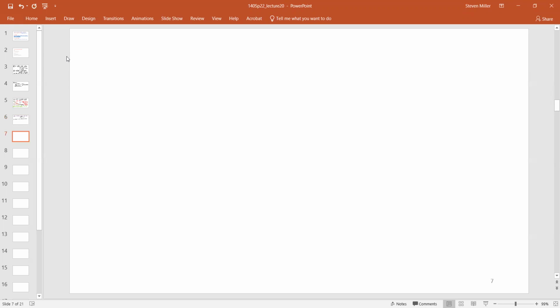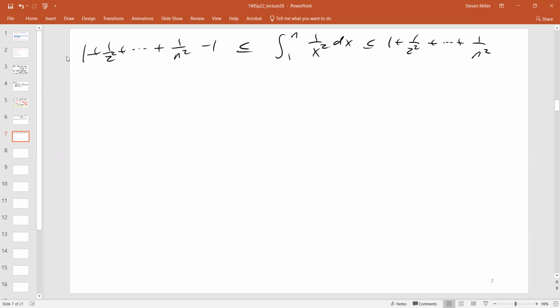Let's do another problem. Let's do 1 plus 1 over 2 squared plus all the way up to 1 over n minus 1 squared, which is less than or equal to the integral from 1 to n of 1 over x squared dx, which is thus less than or equal to 1 plus 1 over 2 squared plus ... plus 1 over n squared. So is everybody comfortable that we still have a sequence that's non-increasing? This is in fact a sequence that's decreasing, and we can approximate it with this integral.